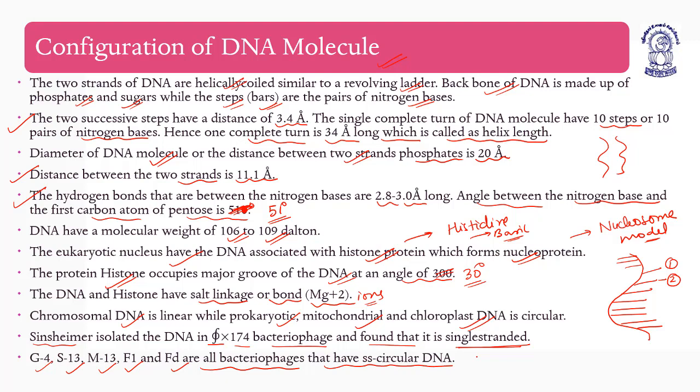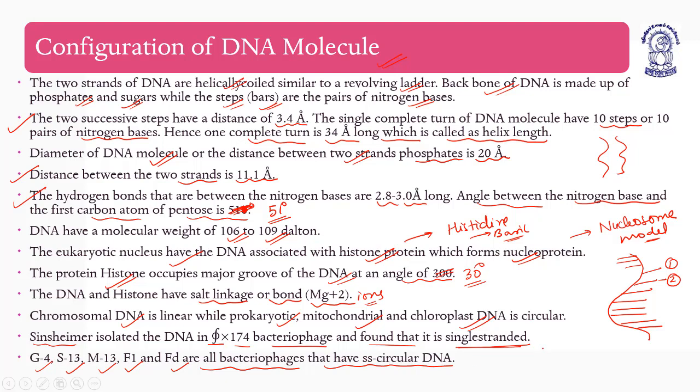Usually DNA is double stranded. Sorry, retroviruses will not come under this category; they have single-stranded RNA. The single-stranded DNA is present in bacteriophages like phi X 174, G4, S13, M13, FD, and F1.